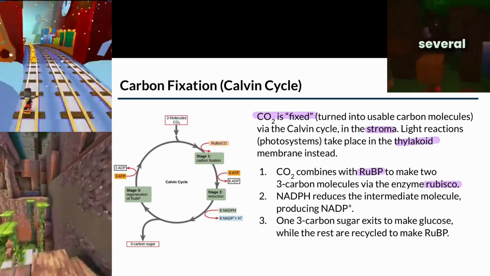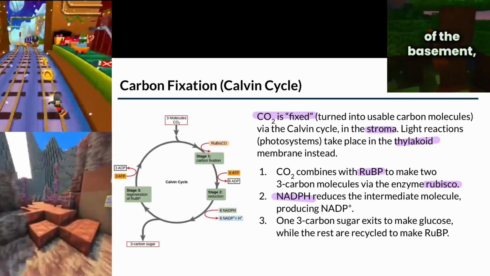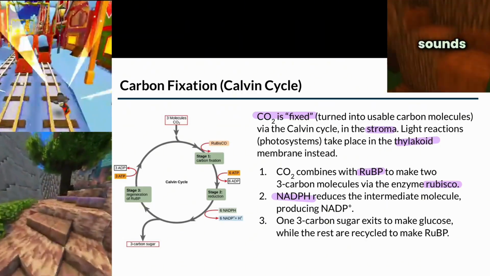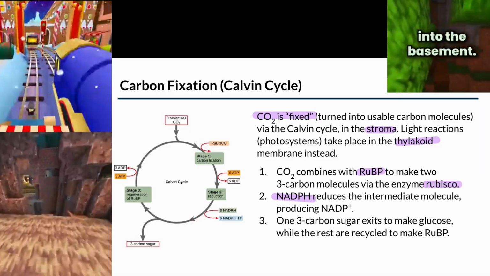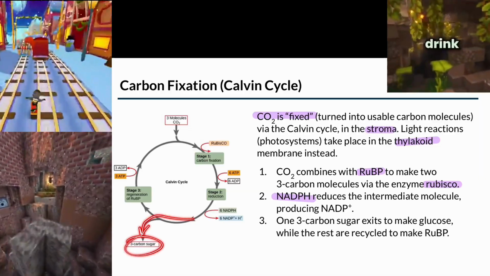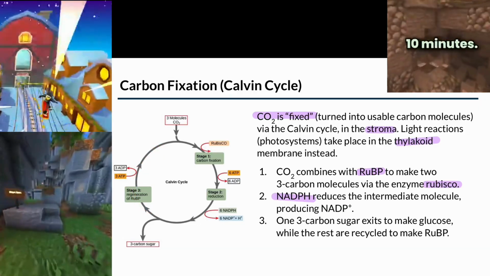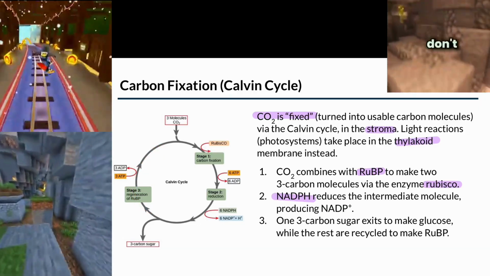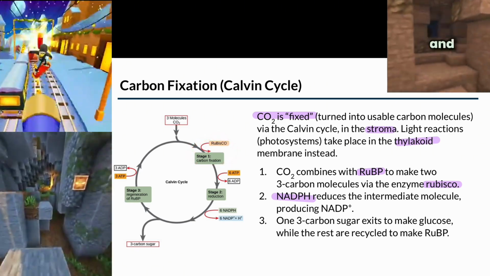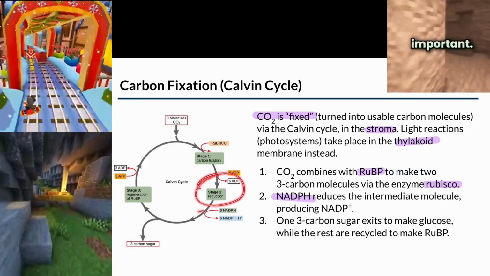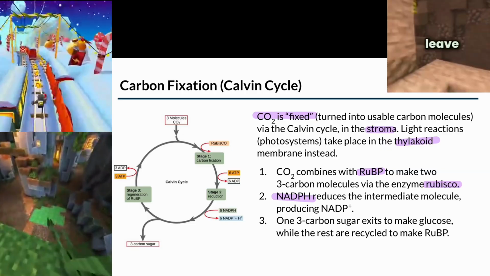Then all that reducing power in the form of NADPH arrives and is going to reduce the molecule, and one, produce NADP+, and two, produce a sugar. So this molecule has been reduced, one of these molecules is going to exit as a sugar, and the rest are used to regenerate RuBP and continue the cycle on. So again, carbon dioxide enters, Rubisco works to turn it into some 3 carbon molecules, those molecules are reduced into sugar, one of them exits, and the rest regenerates RuBP so the cycle can continue.